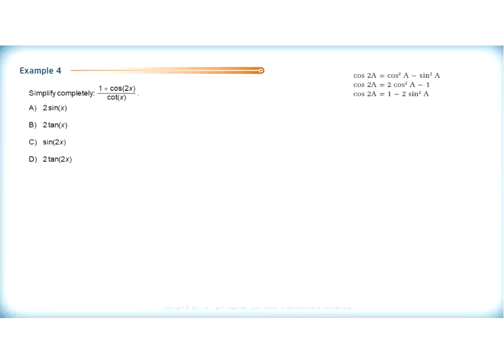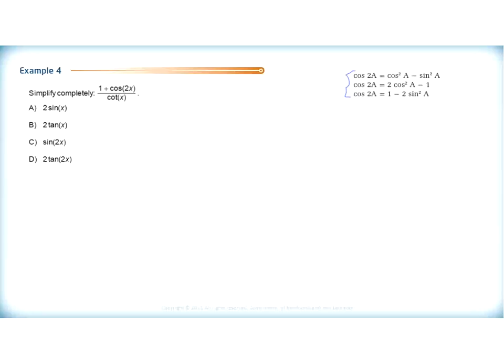Here's example 3. Example 4. I got 1 plus cosine 2x over cotan x. Now, I'm going to need to replace cosine 2x here with one of these 3 identities that I have for cosine 2a. I need to make a decision which is the right one to substitute in here. Oftentimes you need to look at the expression, and oftentimes there are hints in the expression as to which one of these 3 would suit best when I substitute it in.